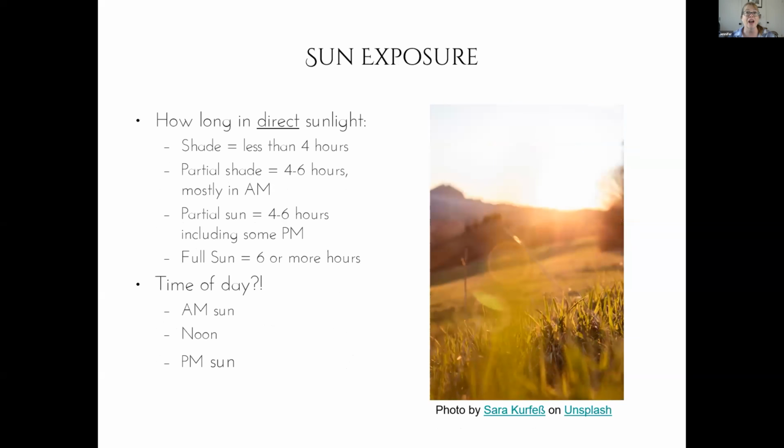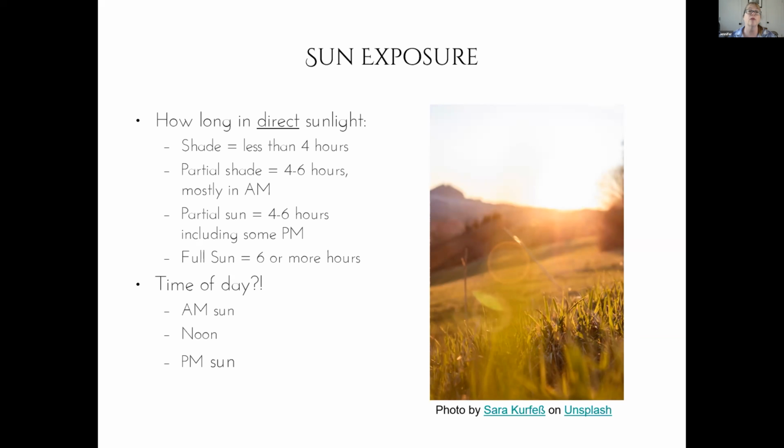Sun exposure actually has technical parameters that go with it. So you don't have to guess. You can observe over the course of a year. In shade, this area gets less than 4 hours of direct sunlight. And by direct sunlight, I mean the space between the sun and that plant is not broken up by another tree or an awning or any other buildings. It's not disrupted. The light can get directly from the sun to that place. So shade is less than 4 hours of direct sunlight.